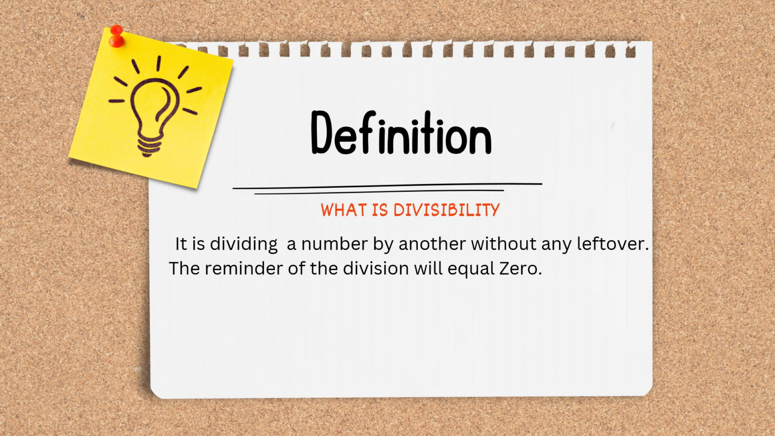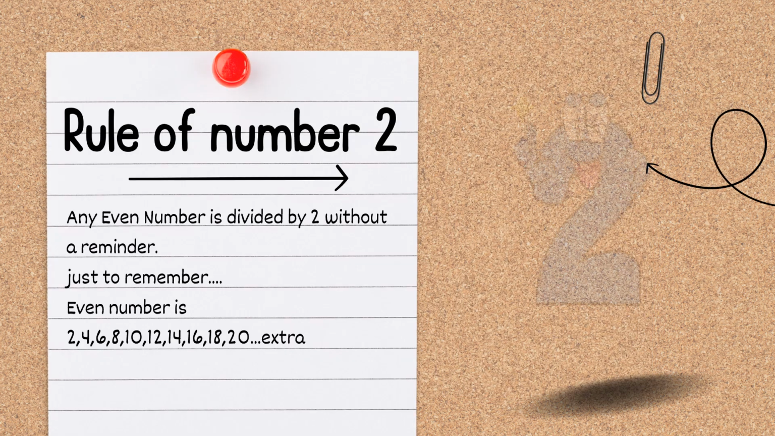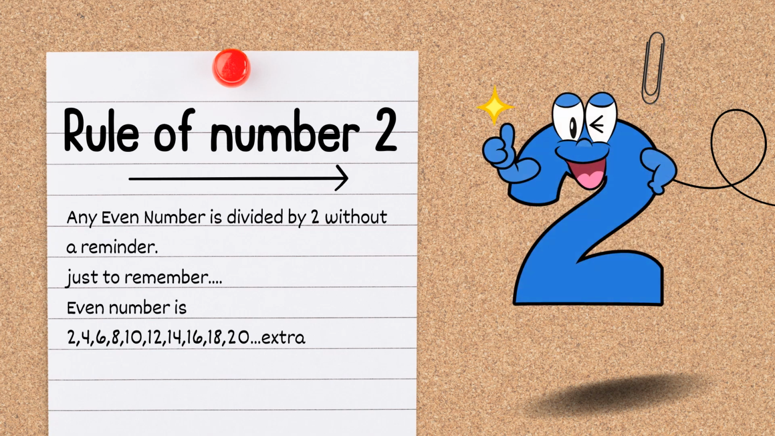So the first divisibility rule is the rule of number 2. Any even number is divisible by 2 without a remainder. This is the rule. To remember, what is an even number? The even numbers are 2, 4, 6, 8, 10, 12, 14, 16, 18, 20, and so on. They are the multiples of number 2. So any even number is divisible by number 2.